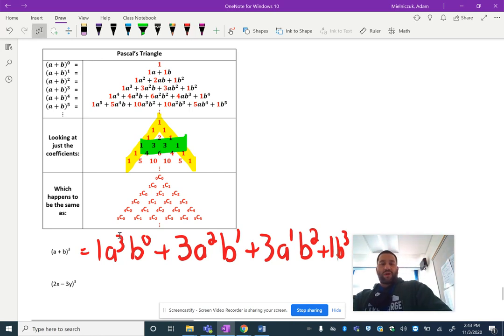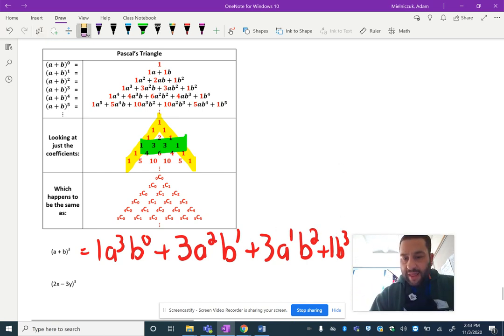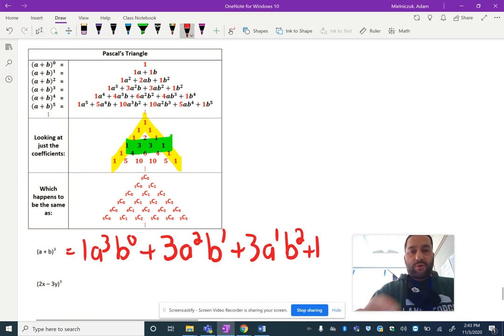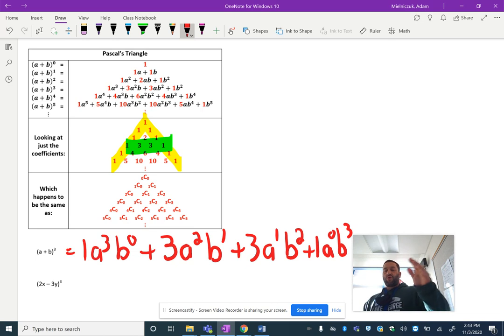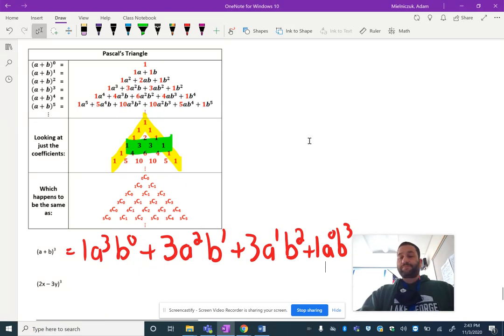So look at my exponents. They always add up to 3. 3 plus 0 is 3. 2 plus 1 is 3. 1 plus 2 is 3. And I made a lazy mistake on the last one, so let me fix that one really quick. Just to keep with the pattern, I should have written 1a to the 0, b to the third. So the a's go down by 1 exponent while the b's go up by 1, and I follow the coefficients of Pascal's triangle.